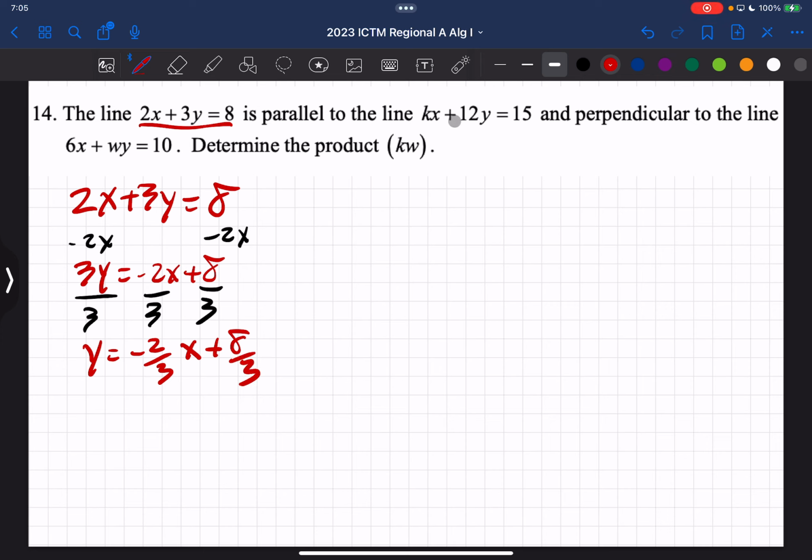All right. So now we know that this line has to have a slope of negative 2/3. And this line down here has to have a slope of positive 3/2. All right. So now what we have to do is the same steps that we just did.